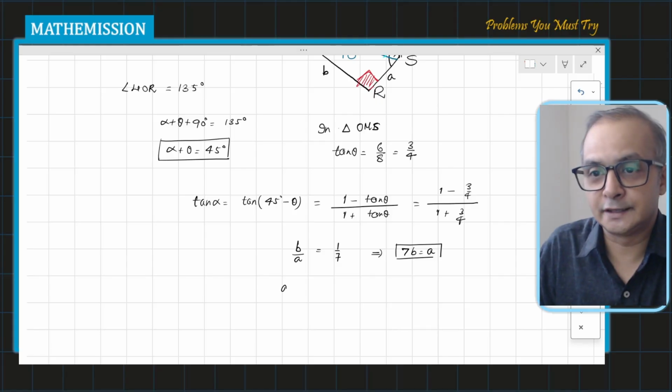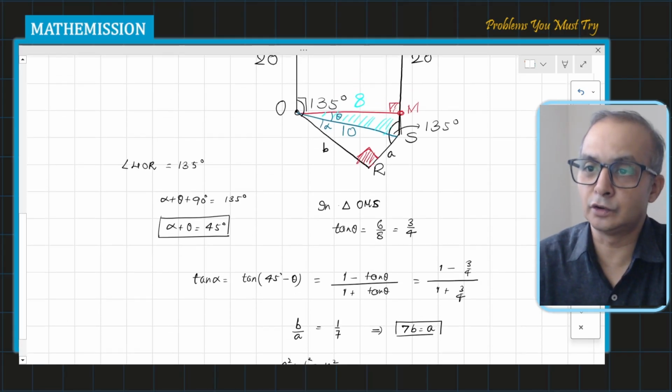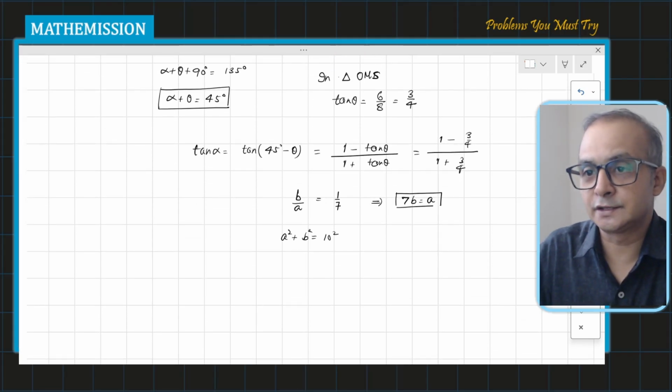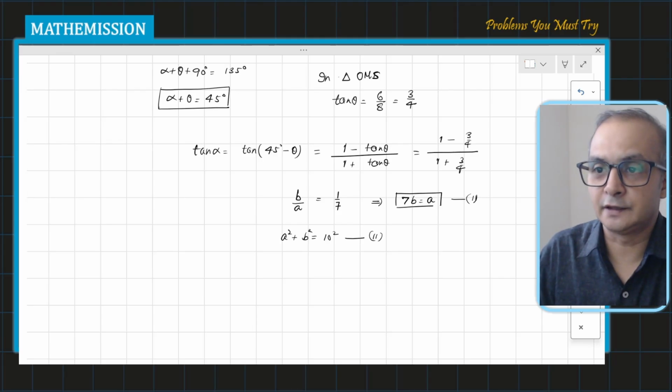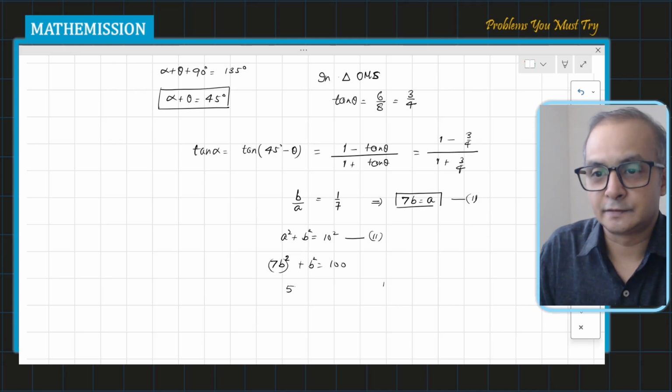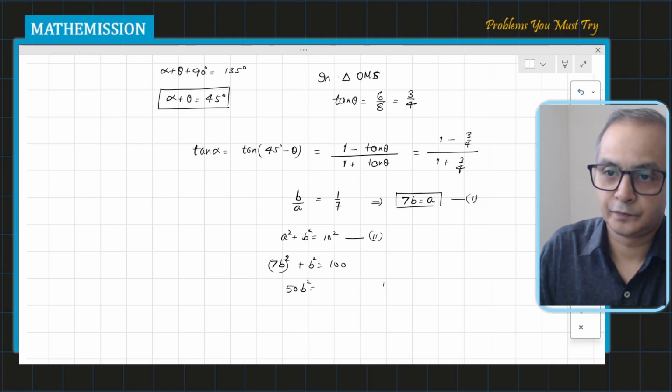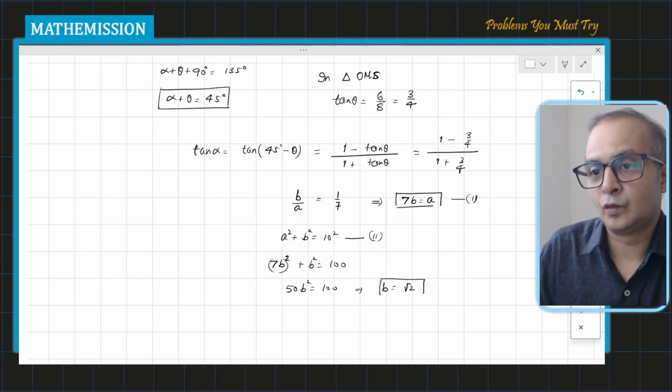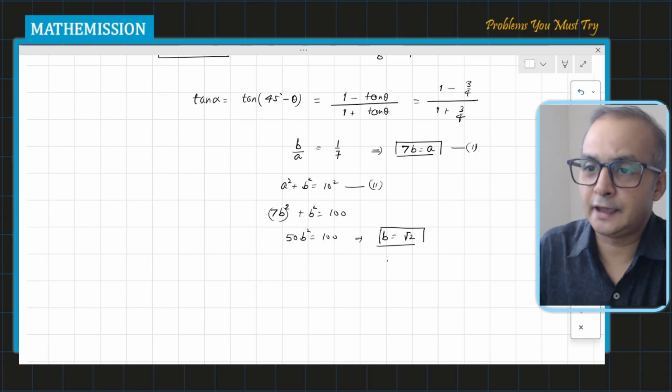Also notice in this particular triangle, A square plus B square is equal to 10 square, because the hypotenuse is known. So I can use these two equations. The second one was A square plus B square is equal to 10 square. The first one was 7B is equal to A. Substituting this A value, there is going to be 7B square plus B square is equal to 100. So I get 50B squared is equal to 100, and so B is equal to root 2. Once I get B is equal to root 2, I get A is equal to 7 root 2.